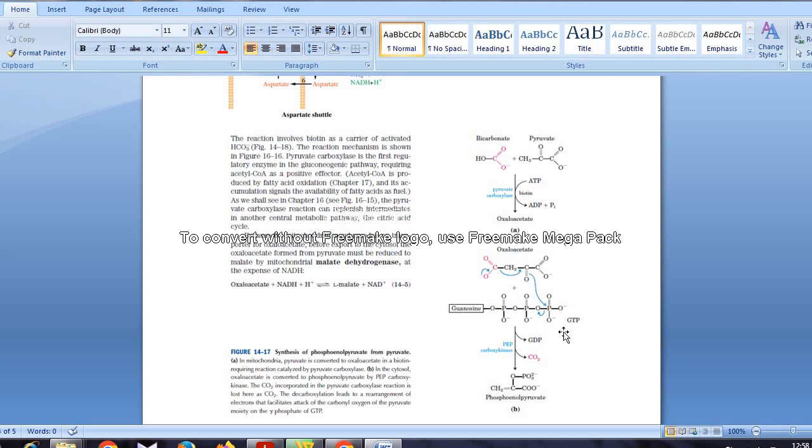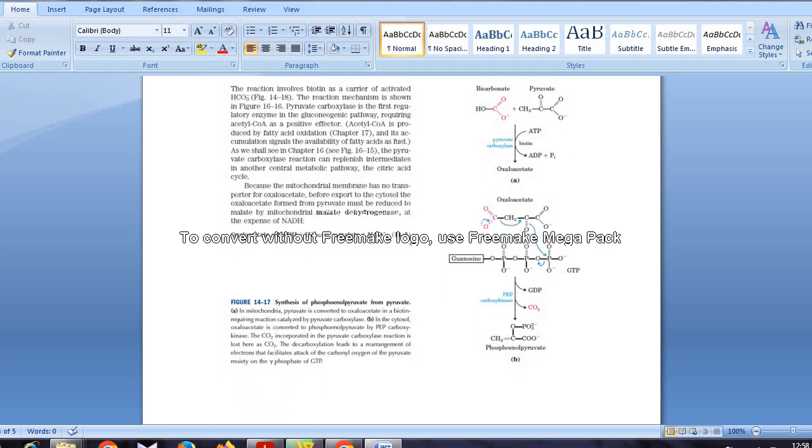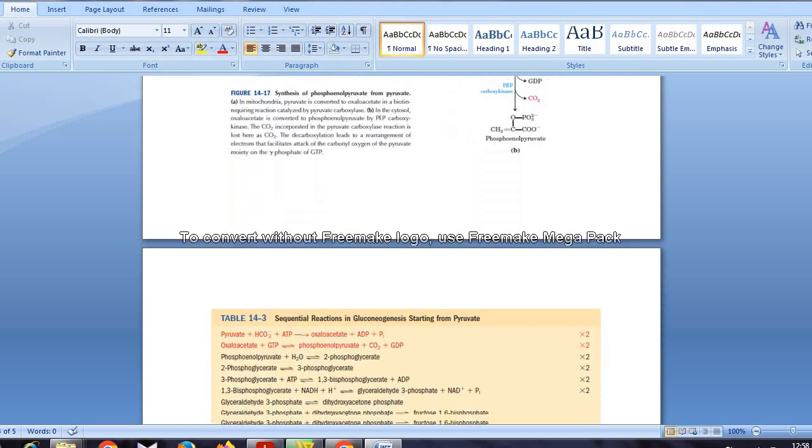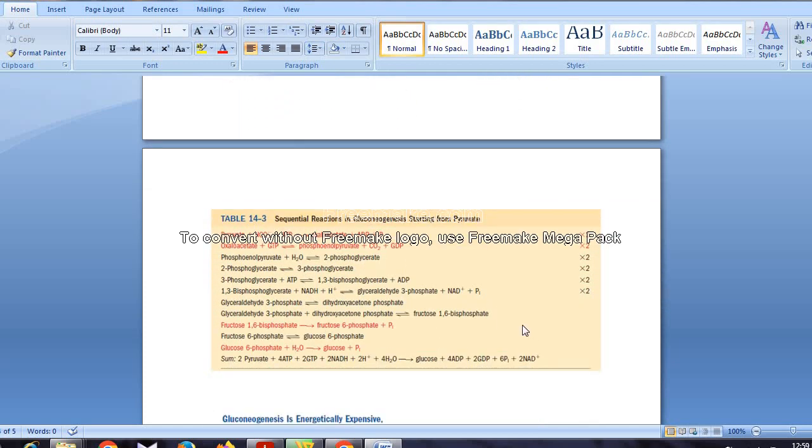That oxaloacetate is converted to phosphoenol pyruvate by utilizing a molecule of GTP. So this is the phosphoenol pyruvate. നമ്മൾ ബേസിക് ആയിട്ട് ചെയ്തത് എന്താ ഇതിനകത്ത്? 3 steps. ഇതിപ്പോ conversion of pyruvate to glucose. See, pyruvate got converted to oxaloacetate, oxaloacetate got converted to phosphoenol pyruvate, you utilized 2 molecules of ATP, 2 molecules of ATP, etc.